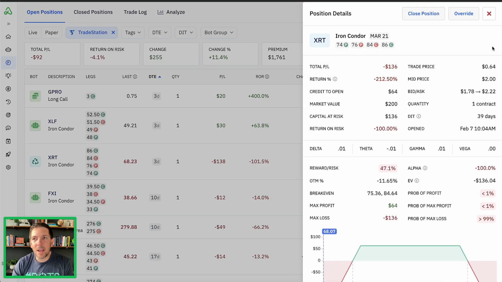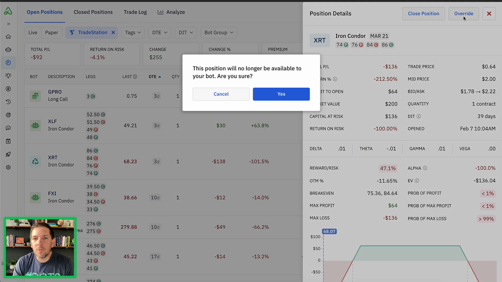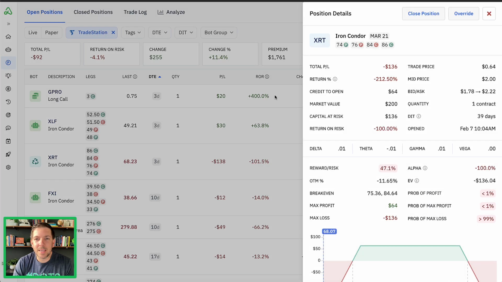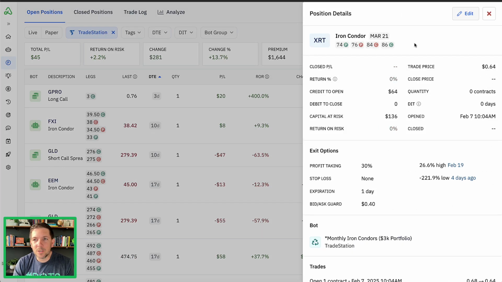and basically override this position and take over the management because we already closed it. If Option Alpha tried to close this position, it would say that the strikes don't exist for this position, so even if you had this in your bot, you would get an error message that said, hey, we can't find the position, we don't know it's there. So what you do is you simply go here to override the position. That brings up a dialog box that says, are you sure you want to override the position? Because the bot's going to be no longer available to manage it. We say yes, we do want to override the position.